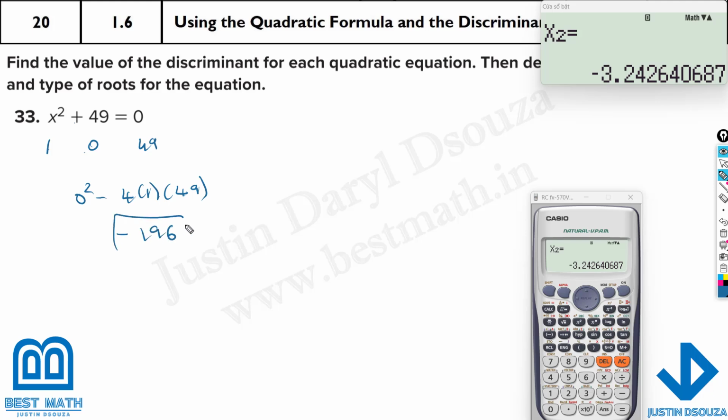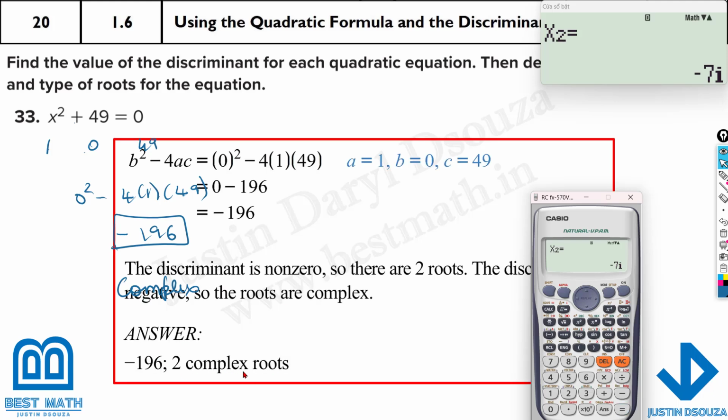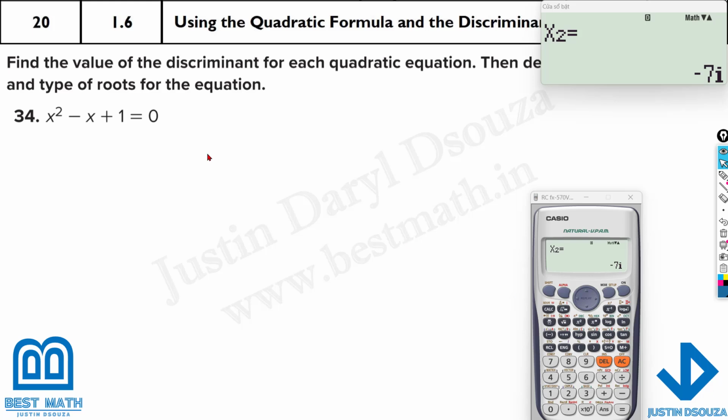But it's minus 196, so whenever you have negative numbers, it's complex roots. And there'll be two conjugates, always two roots, but they're complex. You can check this out, mode 5 3, it's 1, 0, and 49. It's 7i and minus 7i. So they're complex roots. They're not asking you exactly what roots they are. You can check it out in the calculator, but what they want exactly is what type of roots and the discriminant.